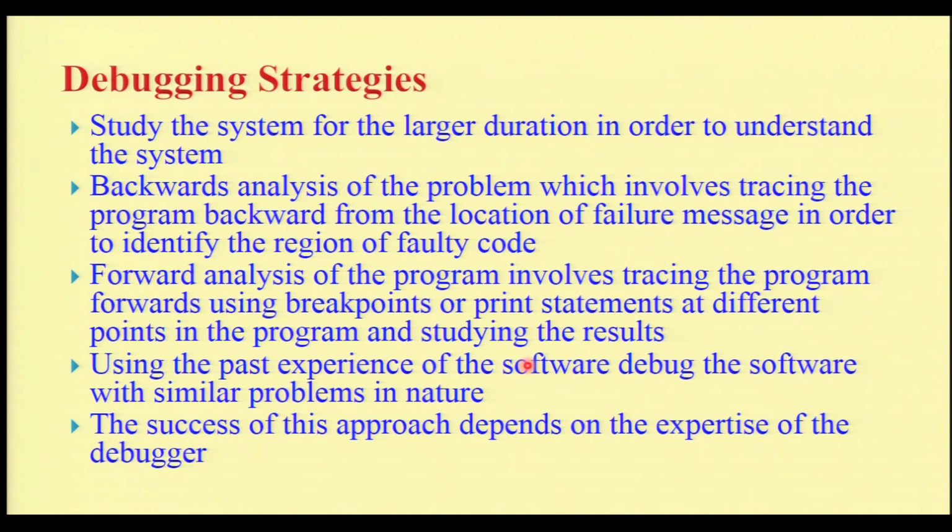Now let us learn about the several debugging strategies. The first is the study of the system over a longer duration in order to understand it. Backward analysis of the problem involves tracing the program backward from the location of the failure message in order to identify the region of faulty code. Forward analysis of the program involves tracing the program forwards using breakpoints or print statements at different points in the program and studying the results.